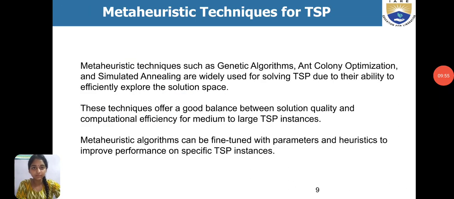Coming to the meta-heuristic techniques for TSP. Meta-heuristic techniques such as genetic algorithms, ant colony optimization, and simulated annealing are widely used for solving TSP due to their ability to efficiently explore the solution space. These techniques offer a good balance between solution quality and computational efficiency for medium to large TSP instances. Meta-heuristic algorithms can be fine-tuned with parameters and heuristics to improve performance on specific TSP instances.